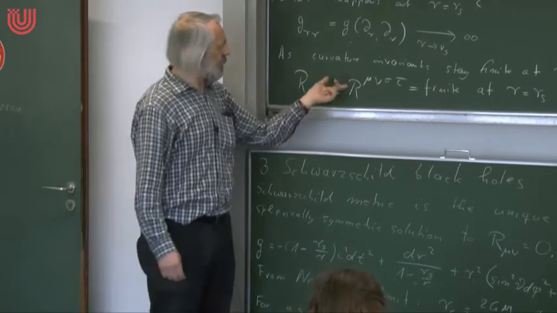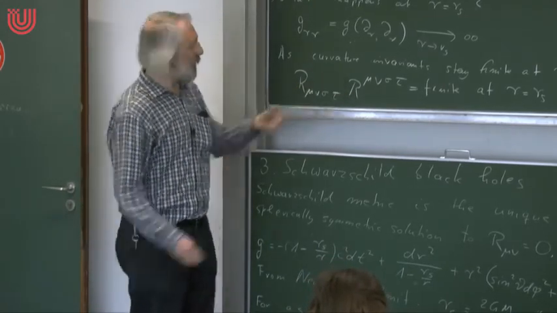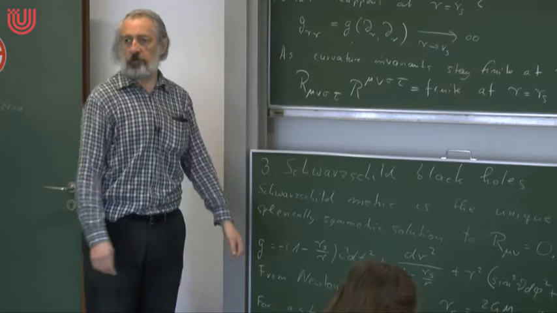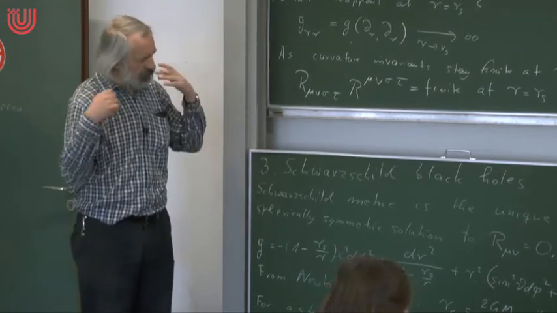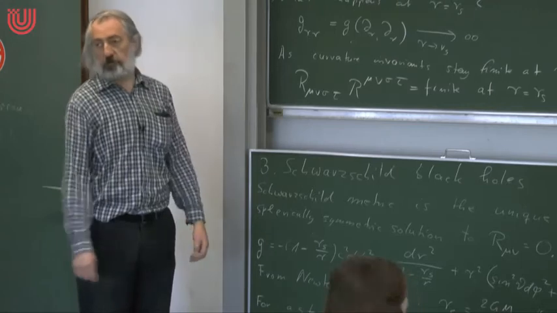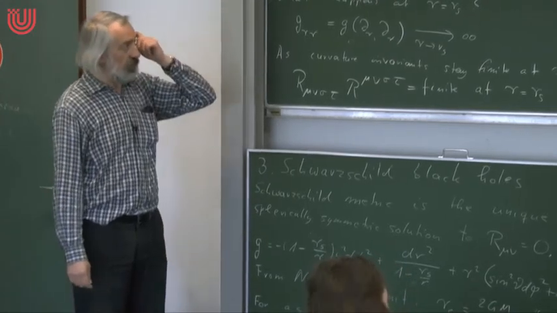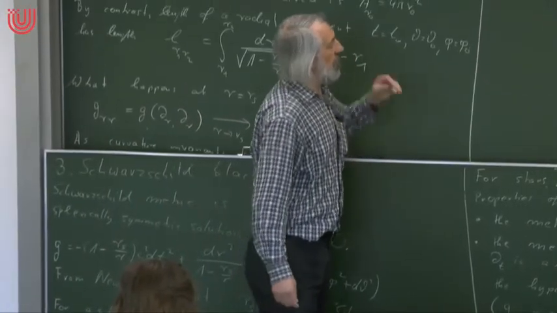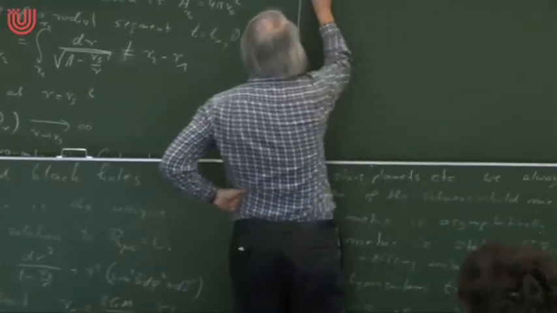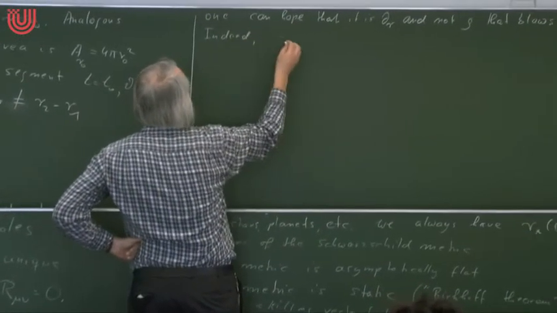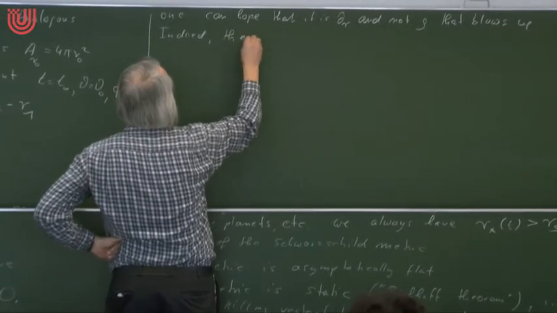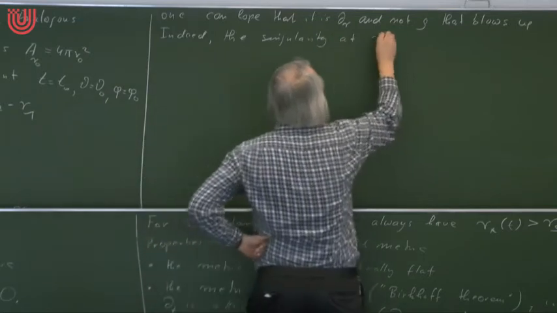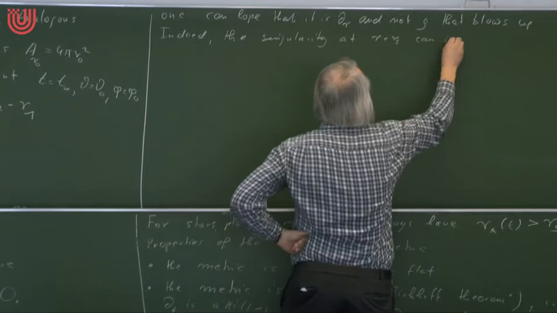And you can form invariants also by considering covariant derivatives. So you could put one covariant derivative here, one here, and again sum over the indices. That would give you another curvature invariant. And whatever curvature invariant you try, you get something which is finite at R equal Rs. And that's a strong indication that this is just a coordinate singularity which can be transformed away. And indeed, the singularity at R equal Rs can be transformed away.